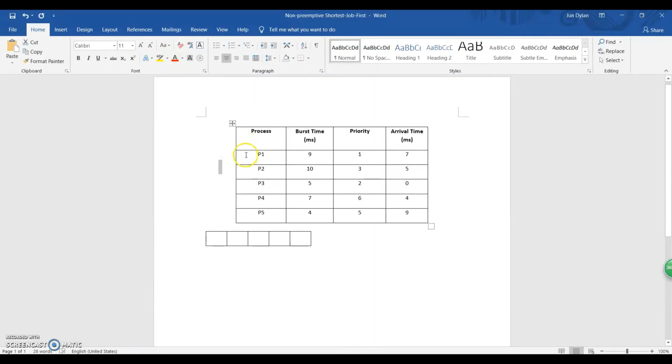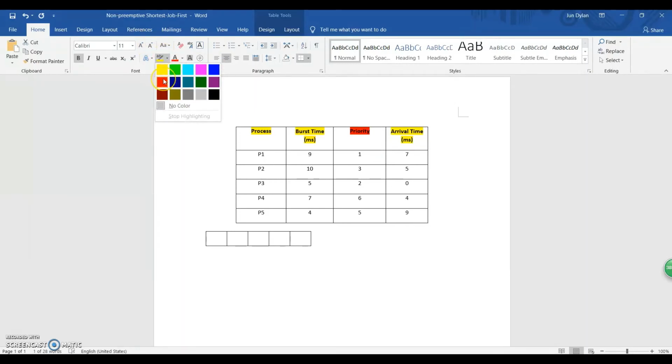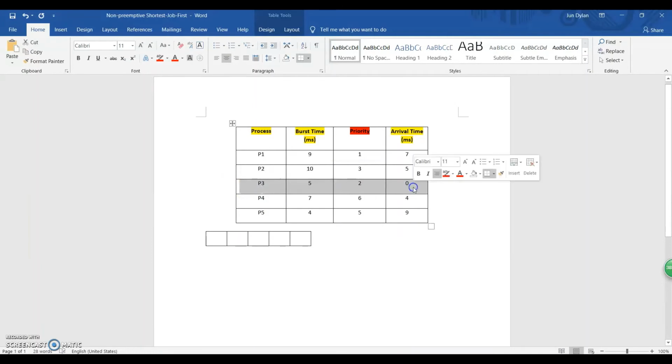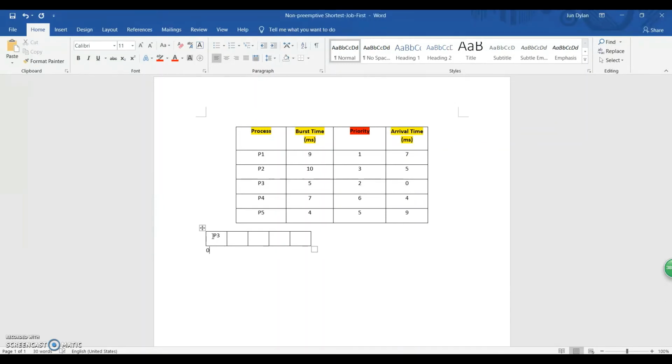I would like to introduce to you the non-preemptive shortest job first algorithm. For the non-preemptive shortest job first algorithm, the values we have to see and use are only process burst time and arrival time. The priority is not going to be used. So first, to start the algorithm, we seek the smallest arrival time, which is P3. And then we put its starting time here and its burst time here.